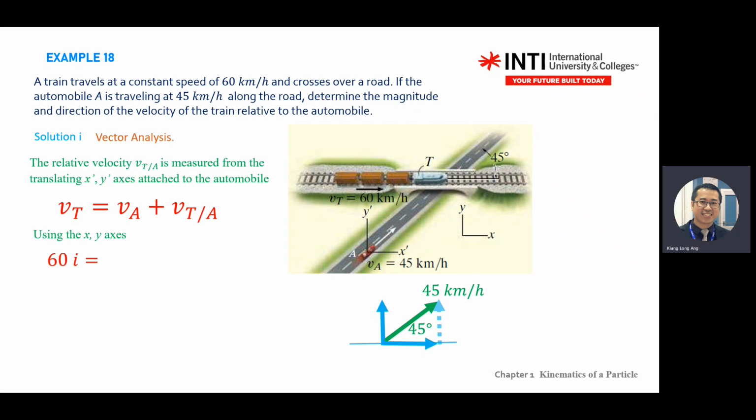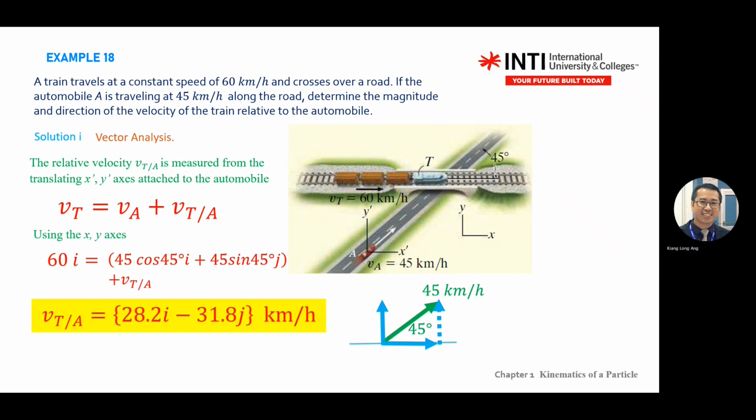Like what I explained just now, you have 45 cos 45 i plus 45 sine 45 j. Again, remember to break your vector into the reference axes. Plus Vt stroke A, because this is what you want to find: the velocity of the train relative to the automotive. Then you press your calculator and rearrange the equation.